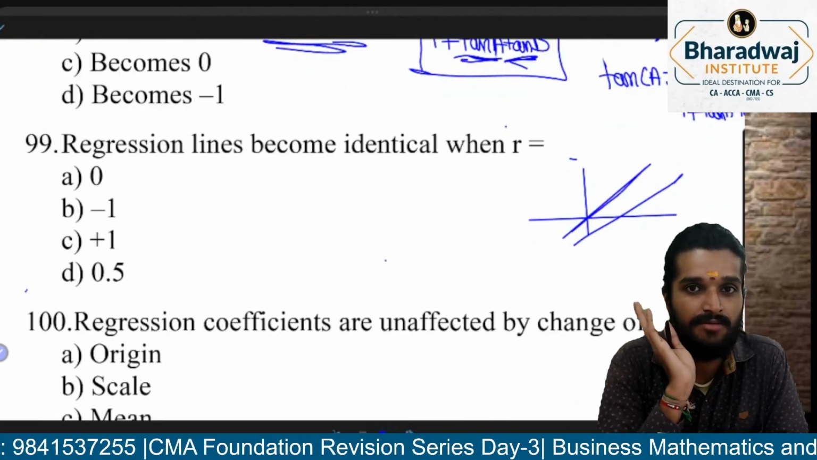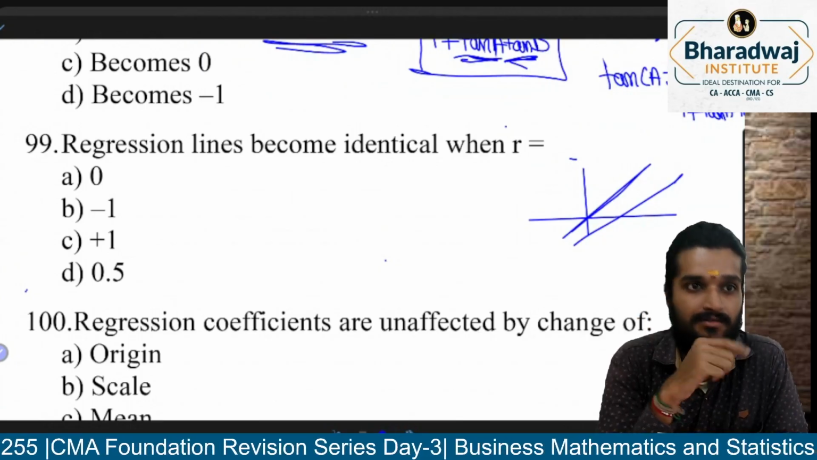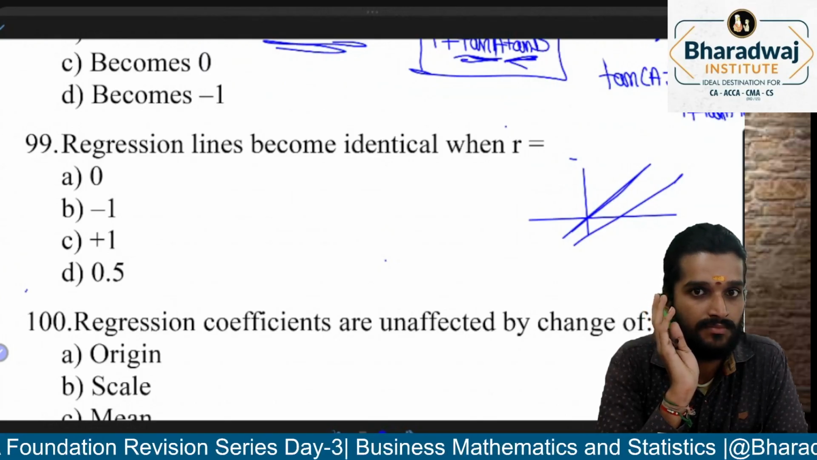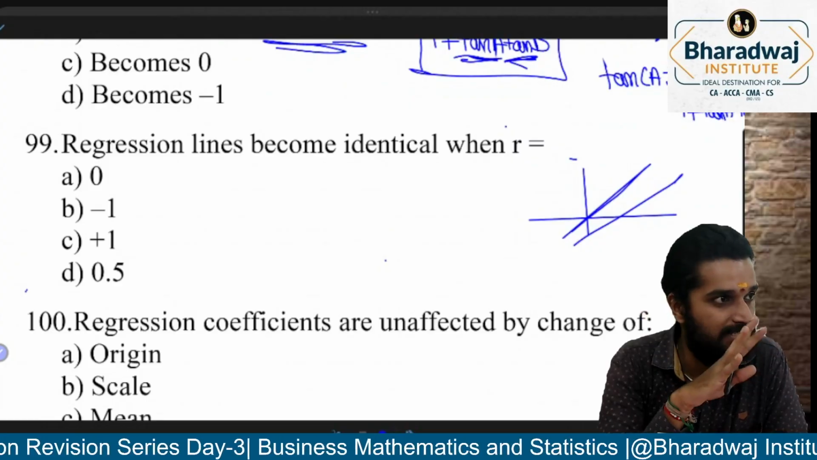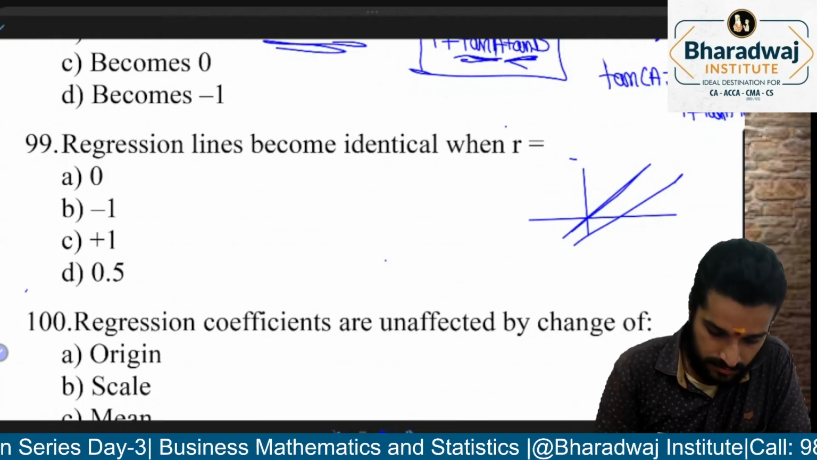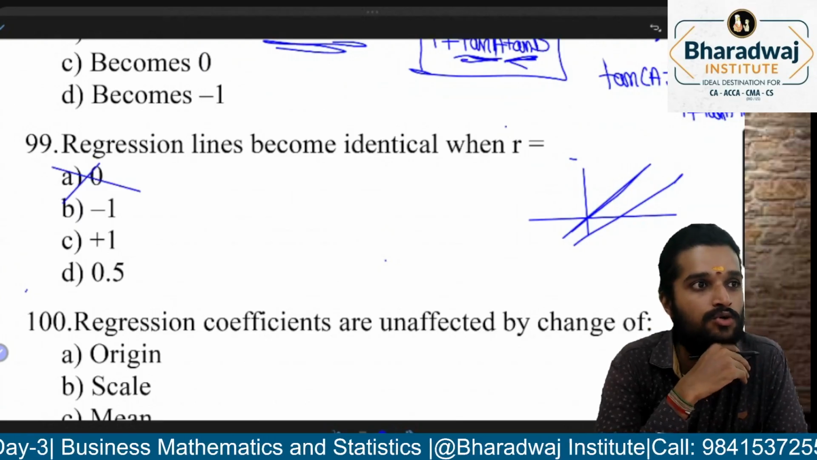When will there be a regression line? If there is a regression line, what can we say? There is a relationship between two variables. So correlation can't be 0. That option is ruled out.